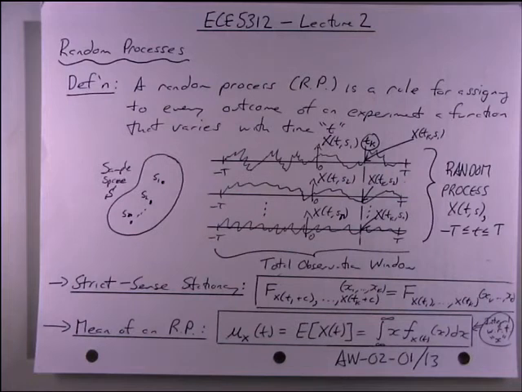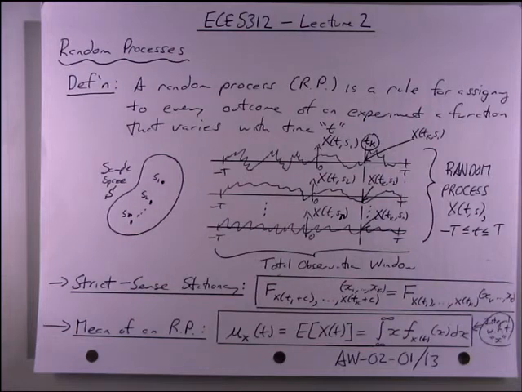And then you might ask, what is the mean of a random process? Well, it's going to be the individual mean of every random variable across time. So it's actually going to be called the mean function. And I don't mean mean function as in a very angry looking function. It's mean function as in it's a function of all the means across time.